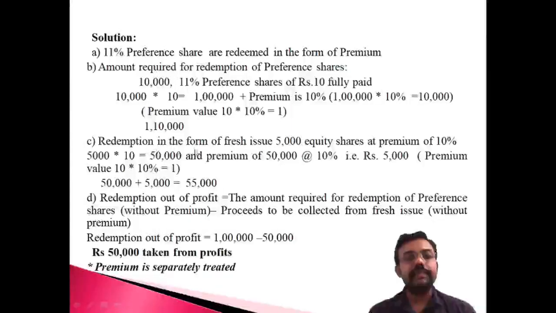Redemption in the form of a fresh issue of shares: 5,000 equity shares of rupees 10 at a premium. So 5,000 into 10 is 50,000, and the premium is 10%, 5,000 is the premium. So 55,000 comes automatically. But we know only 50,000 is what we get here. Premium amounts should not be considered, only face values.